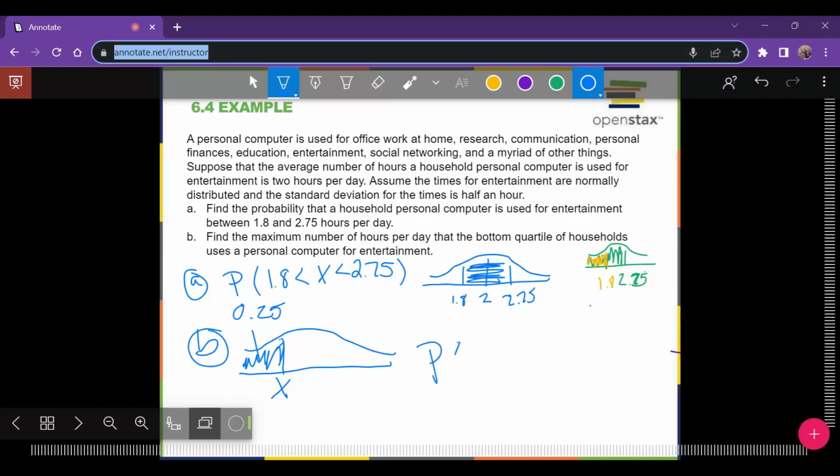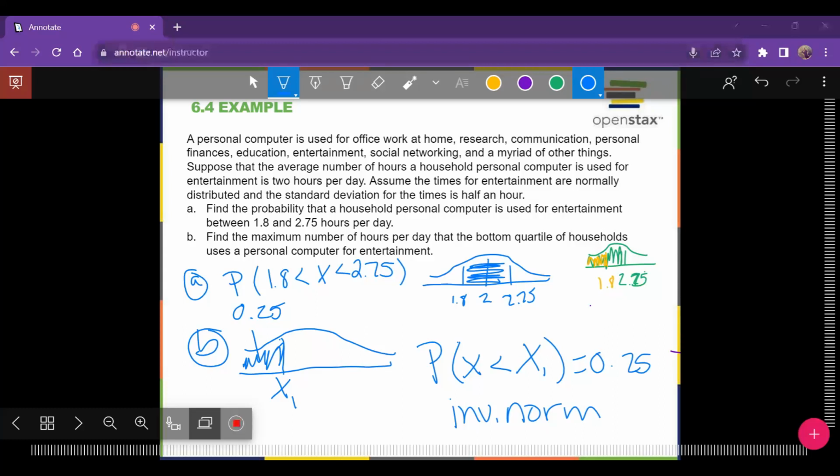So we want to find the x, I'm going to call it x1, that gives us 0.25. This will be a new function. This is called an inverse norm, where we're going from a known probability to a standard score versus going from a standard score to a probability. So we're going to look at both of those when we go to our Excel document.